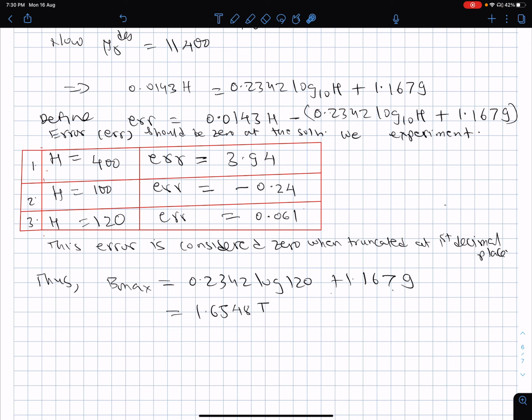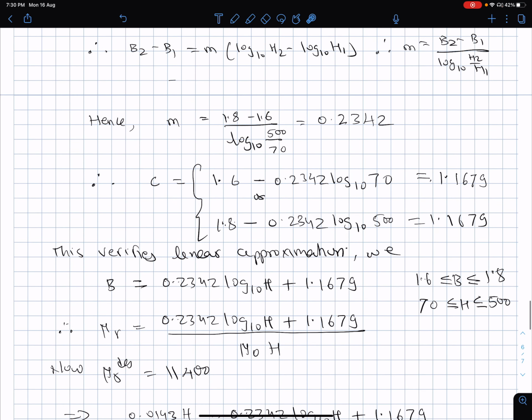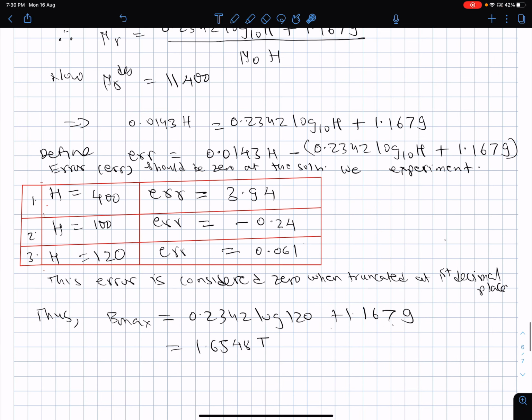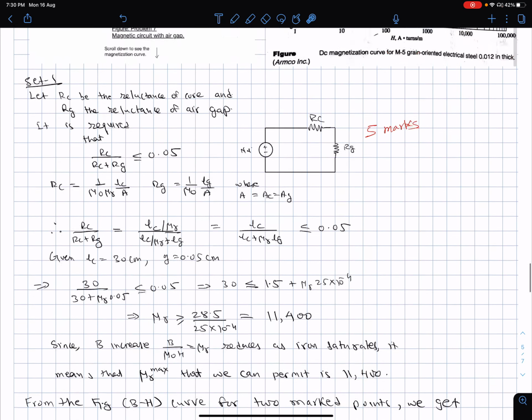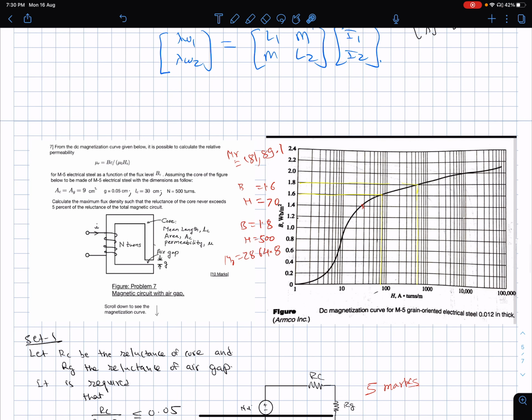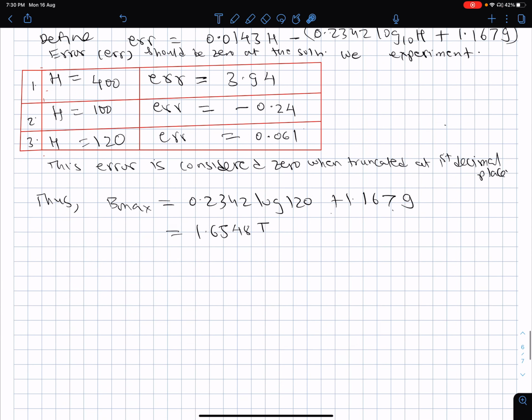And hence when I substituted that value here, I got Bmax from my expression to be equal to 1.6548. So does that answer the question? Calculate the maximum flux density such that the reluctance of the core never exceeds 5% of the total magnetic circuit. So that answer turns out to be 1.6548 Tesla.